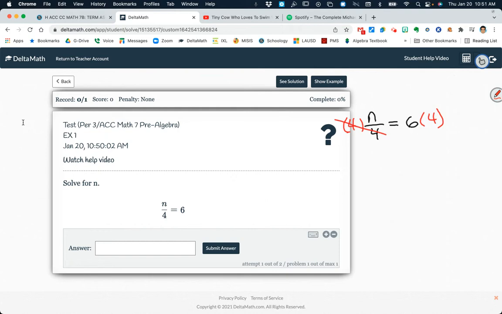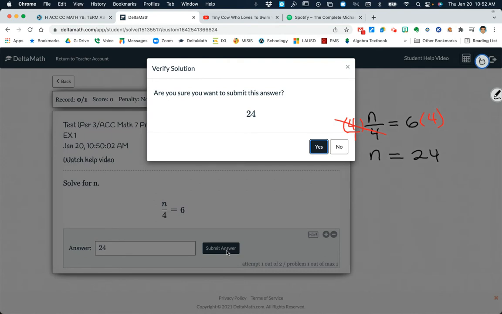Here's why. Would you agree that 4 can be written as 4 over 1, right? So what I'm multiplying is 4 over 1 times n over 4. What happens with these 4s? They cross out, cross cancel, however you want to say it. They go away, leaving just n equals 24. So what we're saying is 24 divided by 4 equals 6. Okay? You probably could have done that in your head, but we want to learn the transformation step. Okay?